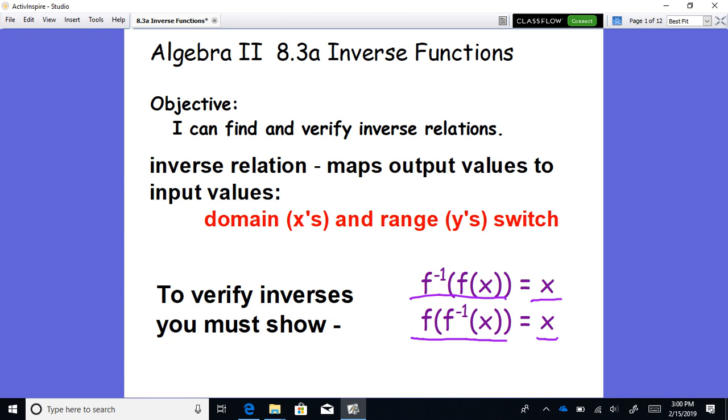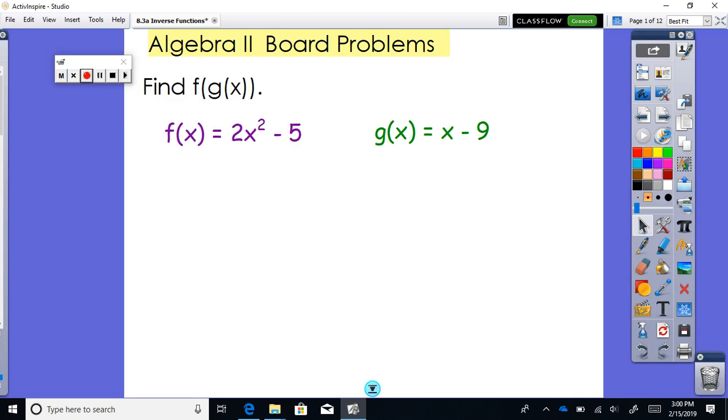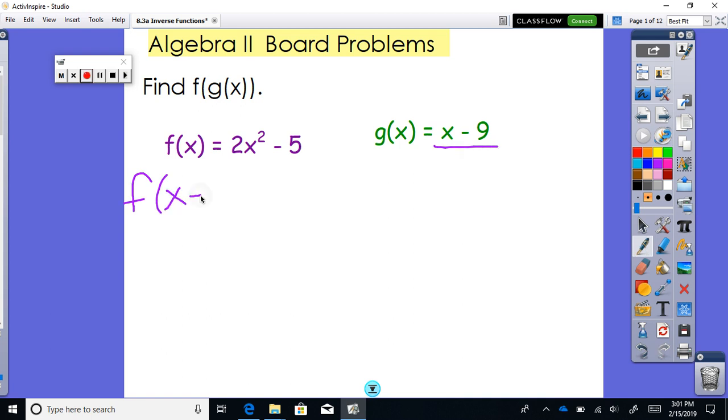So let's just review composition real quick. So f composed of g of x. Here are my two functions. I have f on the outside. So composition kind of looks like this. You start with the f of x, and then I want to put the g of x in there. So I replace the x with my g of x function, which is x minus 9. So wherever that x was, right here, I replace it.